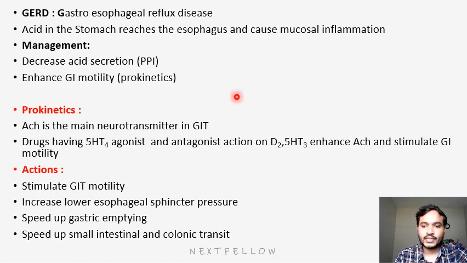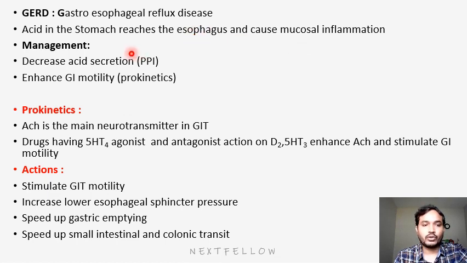So first of all, what is GERD? GERD means gastroesophageal reflux disease. Why does it happen? Acid in the stomach reaches the esophagus. That means refluxing of acid into the esophagus will cause mucosal inflammation. Due to this mucosal inflammation and irritation, GERD will develop.